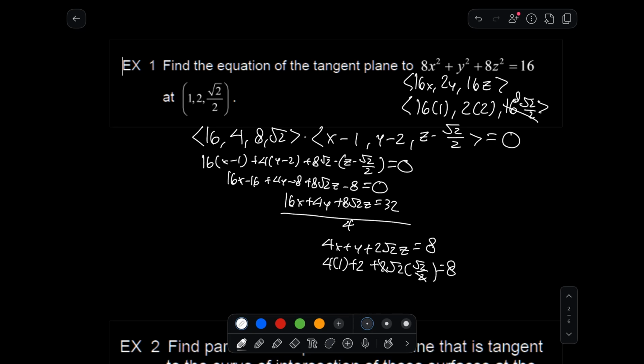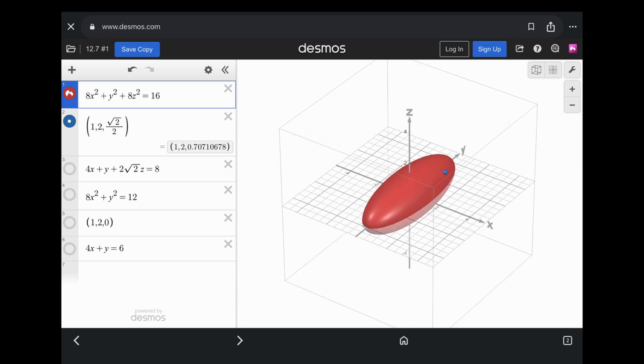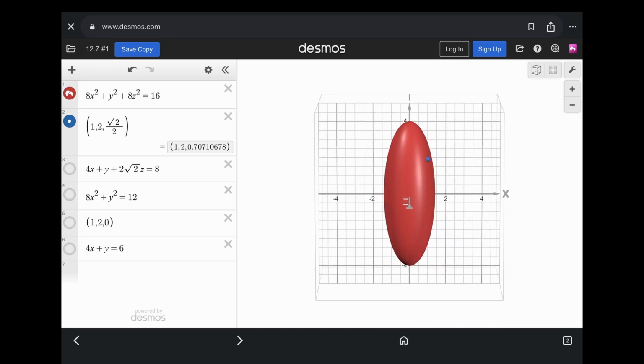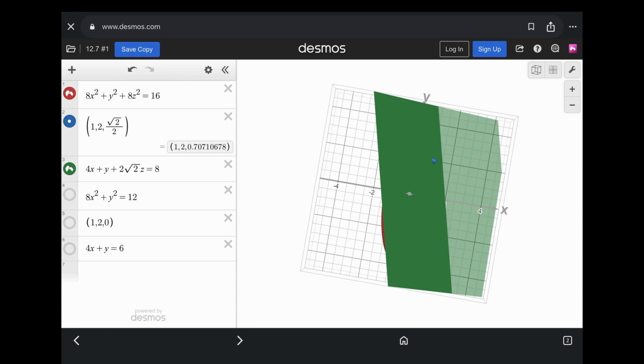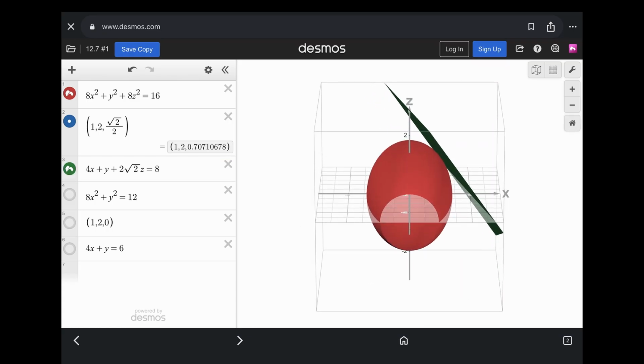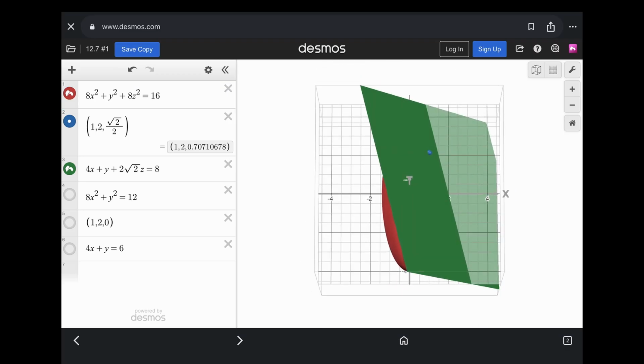However, we can also verify this on Desmos. Right here is where we have our first example. We have the point on this ellipsoid right here, and what we're looking at is this tangent plane. And this tangent plane right here, it's mapping on perfectly, right? We can get some sort of approximation to that, and we'll actually get into that later in this section.